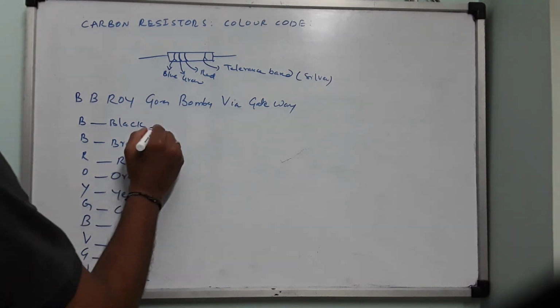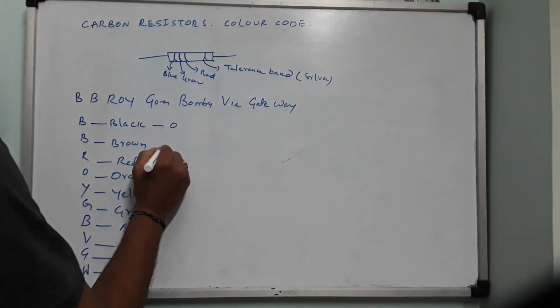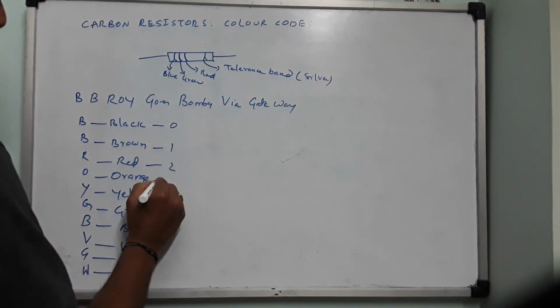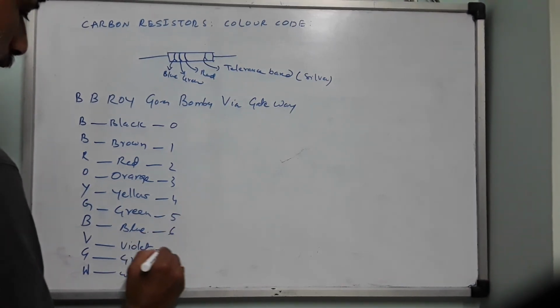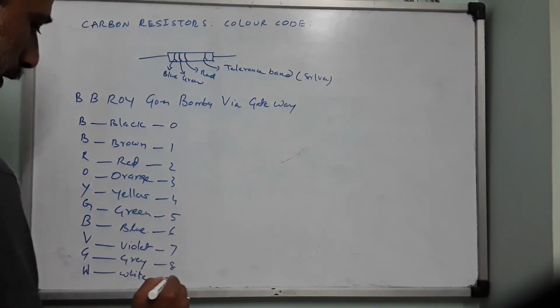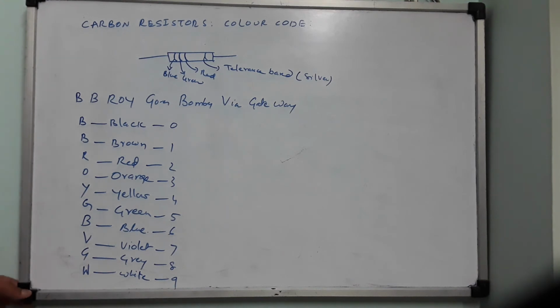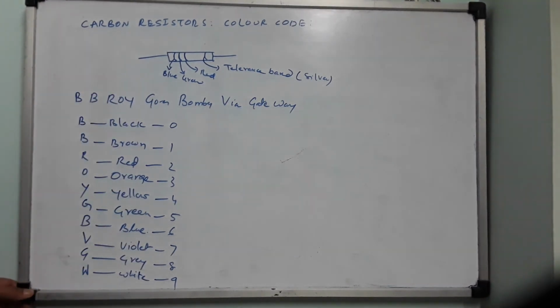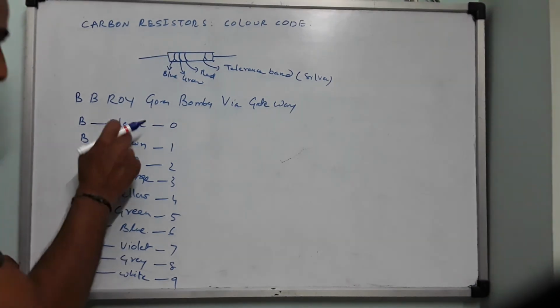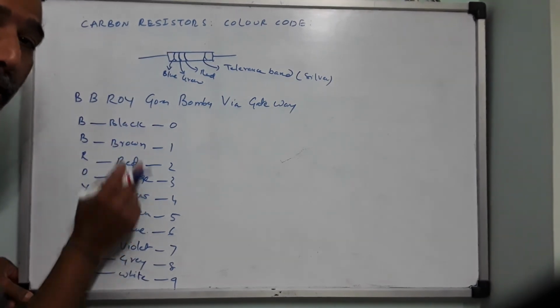Now, black stands for 0 weightage. Brown stands for 1, red 2, orange 3, yellow 4, green 5, blue 6, violet 7, gray 8, and finally 9 is white. So black and white are the leading and trailing colors in the sequence. That way you remember. Black and white, black and white, black and white.